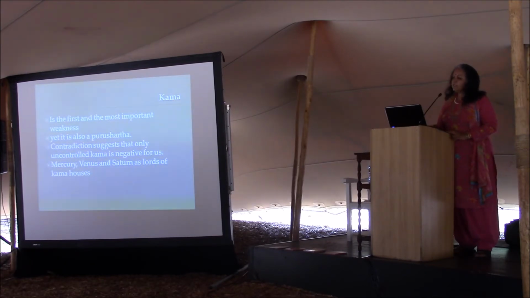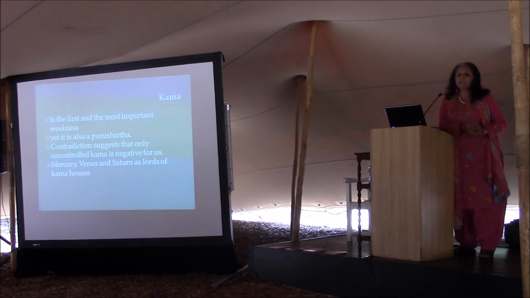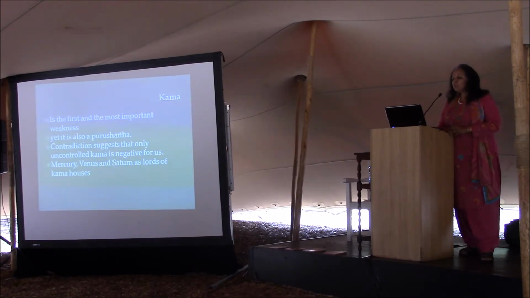So the first weakness that we study is called Kama. It's the first and the most important weakness. It is also a Purusharth. Purusharth is one of the 4 aims of life. So in Vedic knowledge, we have 4 aims of life, and the most important one of them is Kama. That means you must enjoy the quality of life. But it's also your weakness.